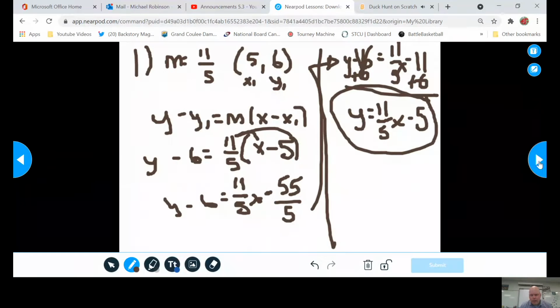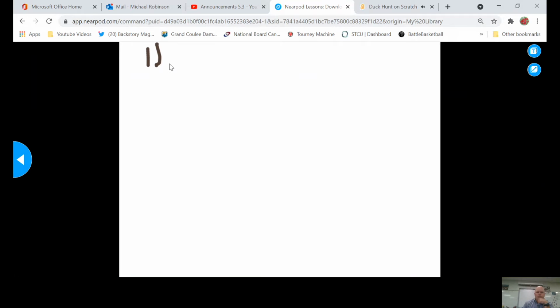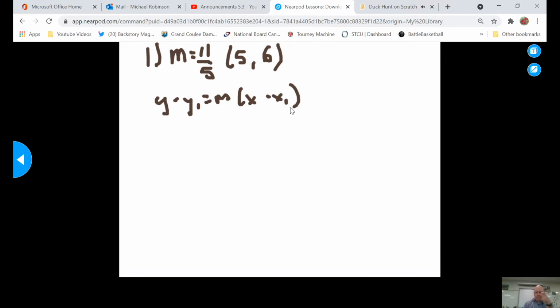Okay. Let me go back real quick because I realized you might not have seen that share. So I will just do it all one more time for you, just to belabor the point. For number 1, if my slope was 11 fifths and my point was 5, 6, my equation is y minus y1 equals my slope times x minus my x1. So this becomes y minus 6, that's my y1, equals my 11 fifths, which is my slope, times x minus my x1, which is 5.